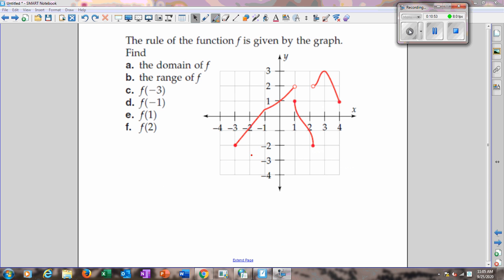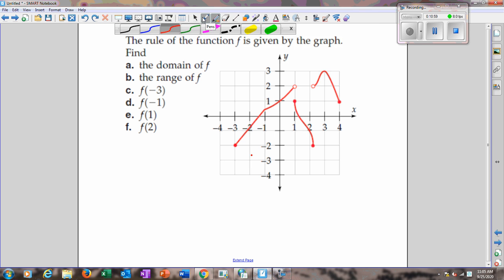Okay, next one is the domain of f. So if I'm looking at my domain values, it's all of the x values that are included in the function. So it starts here at -3. It goes up, I'm looking at just the x's, to 1, and it stops right there. And it picks right back up at 1 with a closed dot, which means that it's continuing on. Then it goes to 2, and there's a closed dot.